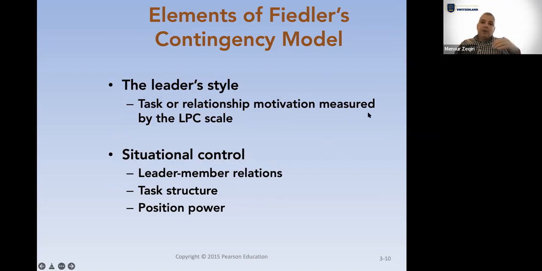We talked earlier about task or relationship motivation, measured by the so-called LPC scale that he proposed, which is the least preferred coworker scale. This is a measure that he used to determine whether the leader is primarily motivated by task accomplishment or by maintaining a relationship. His research showed that people's perceptions and descriptions of their least preferred coworker provided important insights into the basic goals and priorities toward either accomplishing a task or maintaining a relationship.